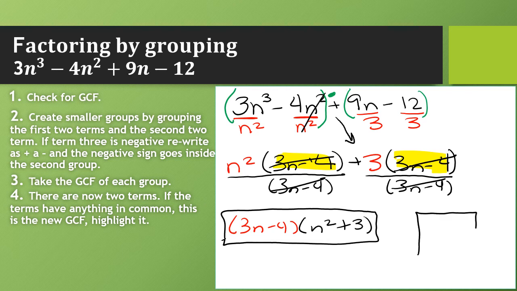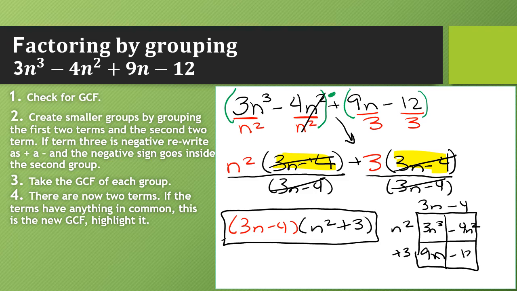And again, you can check it using the double distributive property, or you can check it using the box method. I don't really care, but one way or another, you definitely need to check this polynomial. So here we have 3n cubed minus 4n squared plus 9n minus 12. And that actually matches the original polynomial up here. So I know that I have the correct answer, and we can move forward from there.